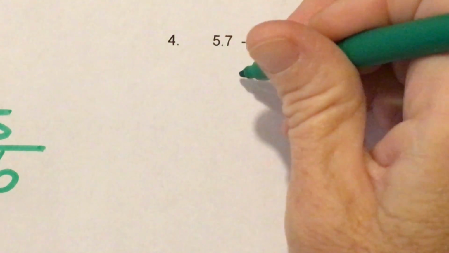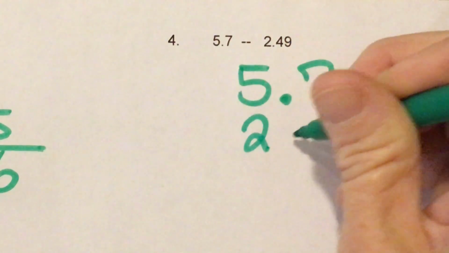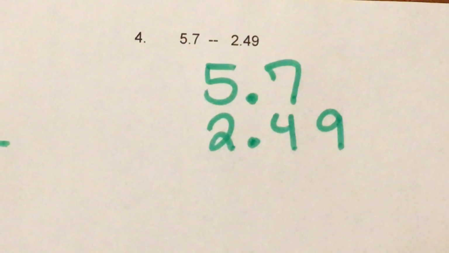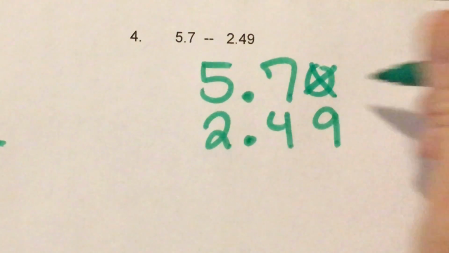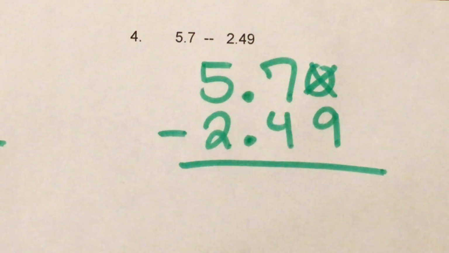Okay, here's our final one to try together. Step 1 is they both have a decimal, so I don't have to do it. Step 2 is I'm going to set up my problem vertically, being sure to line up my decimals. Step 3 is I'm going to add zeros to create that box. Step 4 is I'm going to subtract.